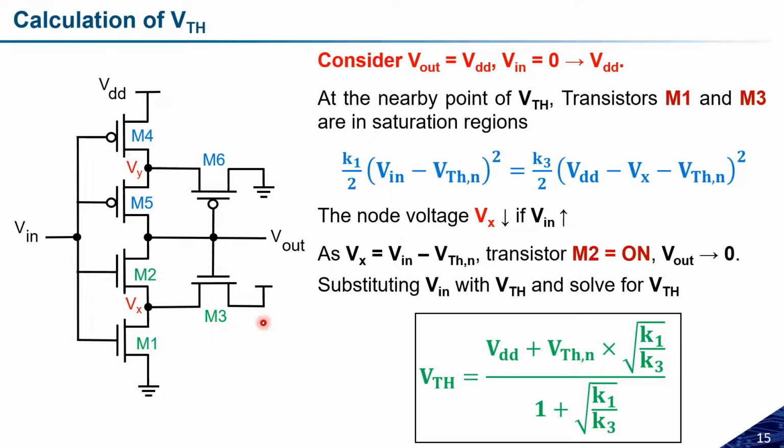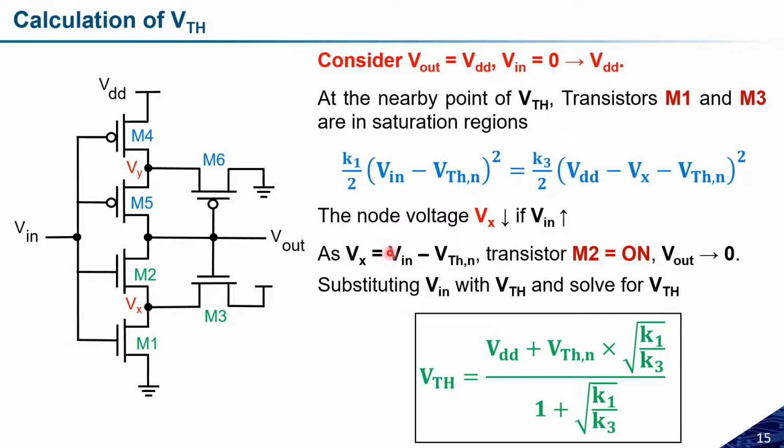As we keep on increasing the Vin, this voltage will also change. This Vx is a function of the input voltage and the Vth. If this Vx voltage will be very high, the potential difference between this node and this node will be very close to the Vth. Let me repeat again what I'm saying.